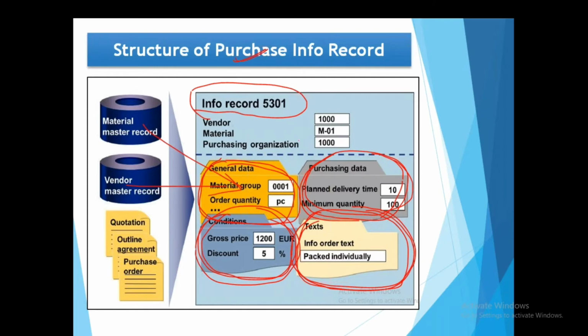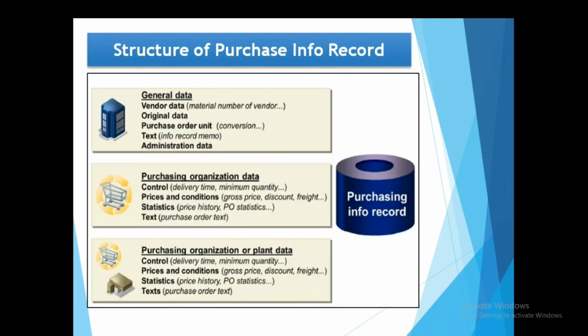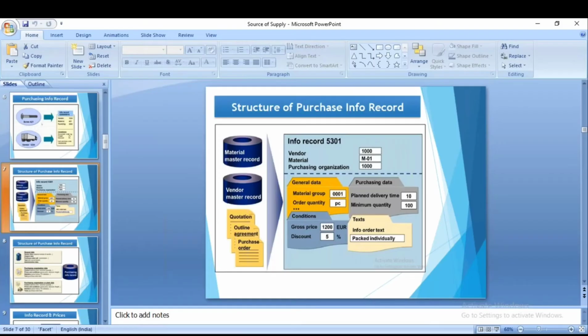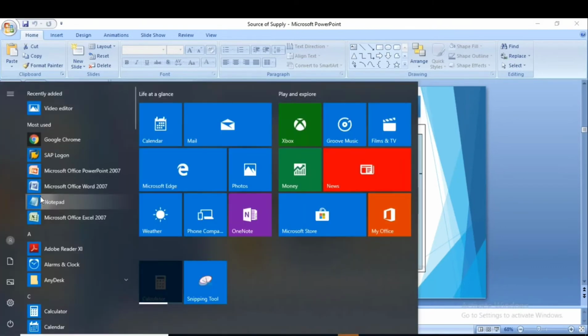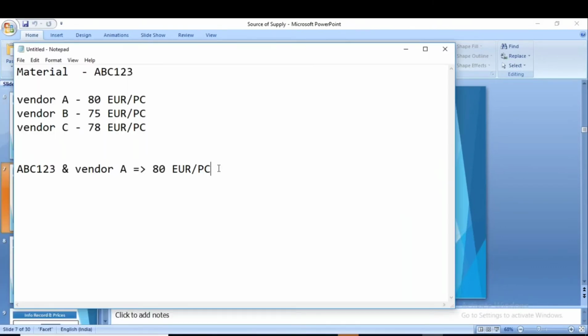And you can even create a purchase info record by referring to a quotation, an outline agreement, or an already existing purchase order also. This I will show you at a later point of time. Now, to create the purchase info record, the transaction codes are ME11 is creation, ME12 is change, and ME13 is display. These are the transaction codes.